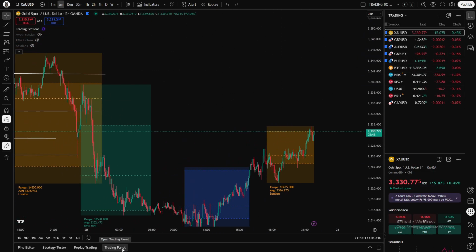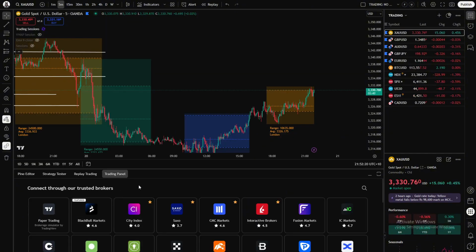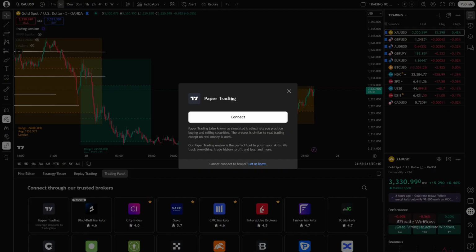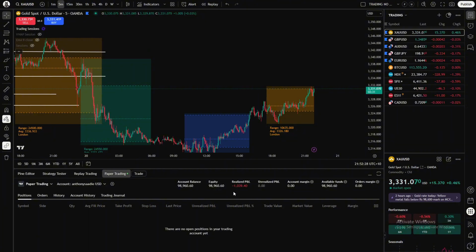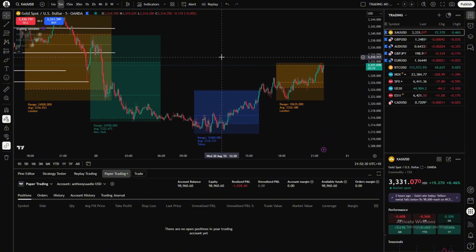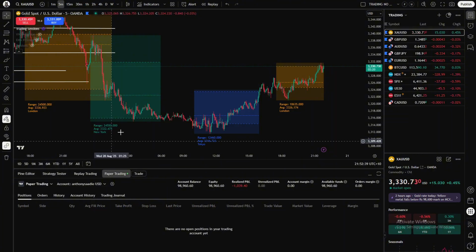If you want to start with a brokerage, this is where you go: open trading panel. And to start with demo money, the best thing to do is start with TradingView because it's the easiest thing to do it through. This is how you start. This is just a start off. And I don't know why I have a paper trade on right now. But yeah, start with paper trading. Do it through here.